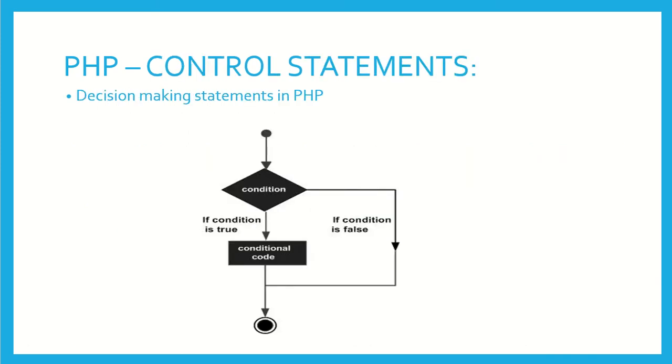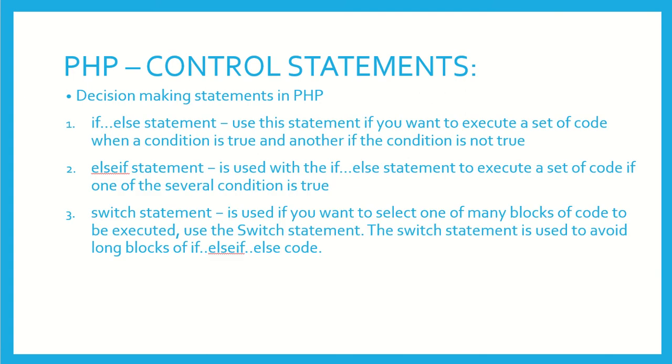Let's move on to the control statements in PHP. Control statements can be conditional statements and looping statements. Conditional statements, or decision making statements, include what we have in the C programming language, like if else, nested if else, and so on. This is the general flowchart for a decision making statement. Let's move on. You have three types: the if else statement, the else if statement, and the switch statement.